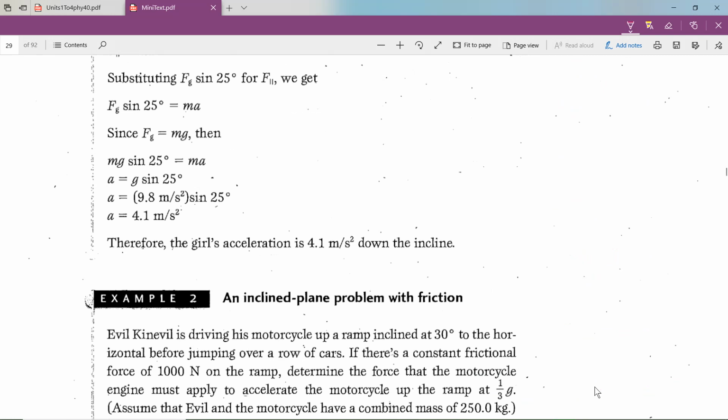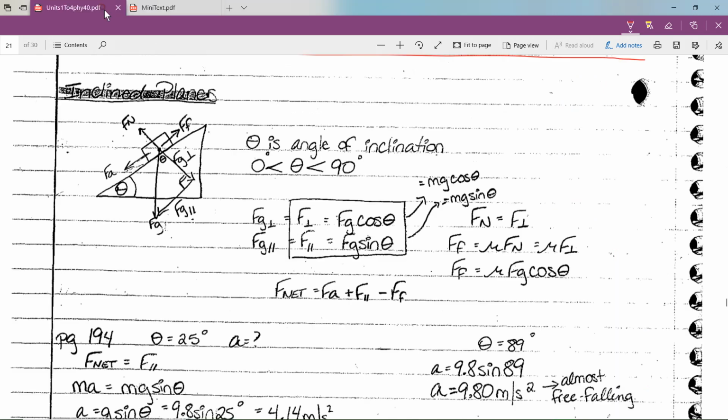This whole example there, I just talked about. If I go, let's see, unit 1.